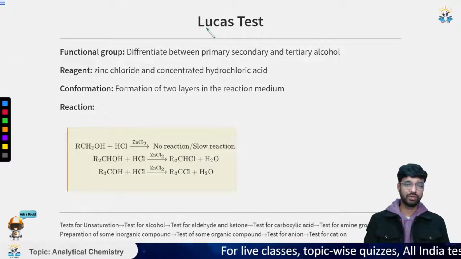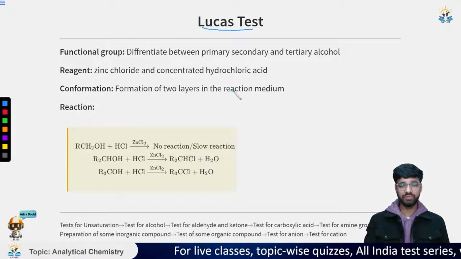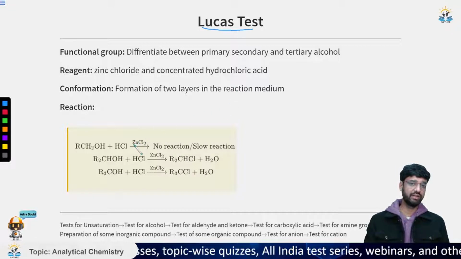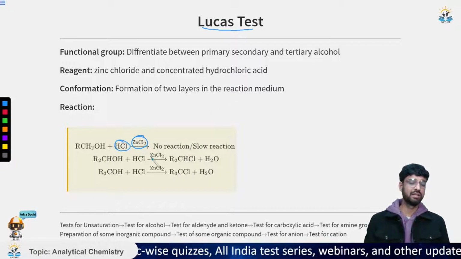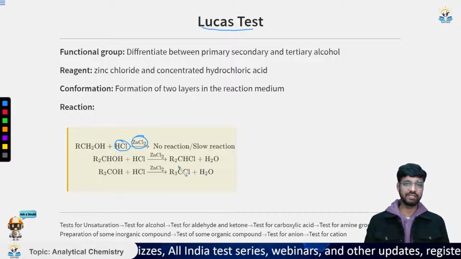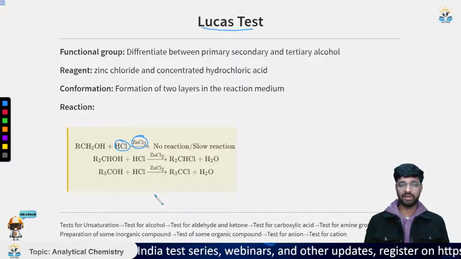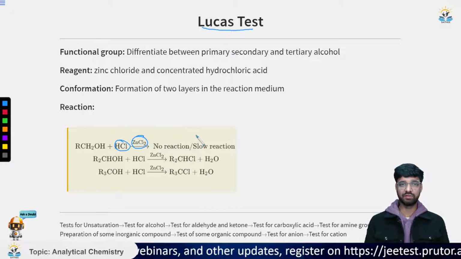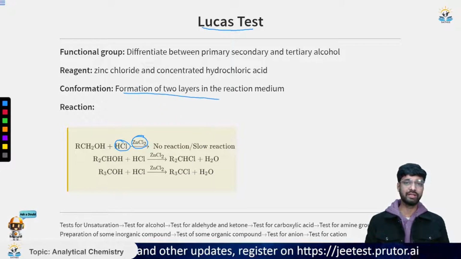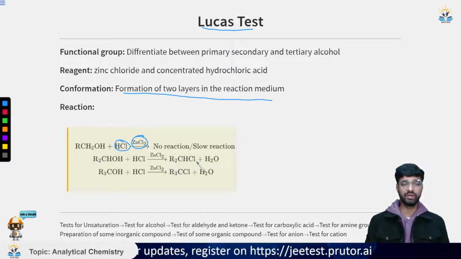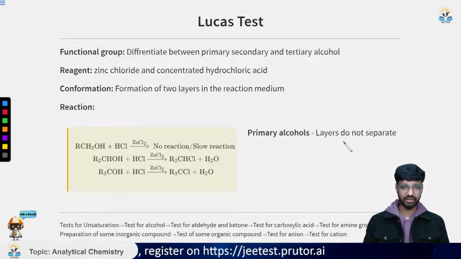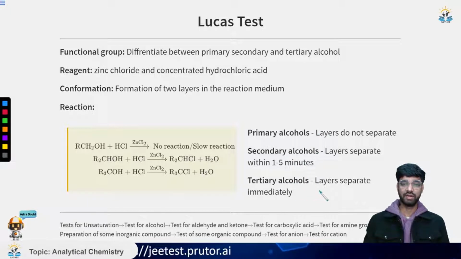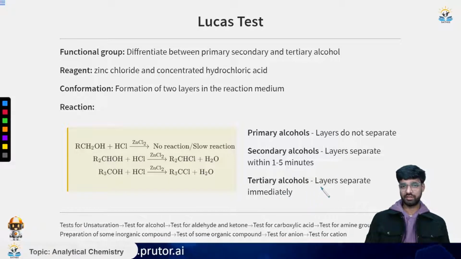Now next is the Lucas test. This is for the differentiation between primary, secondary and tertiary alcohol. So we have seen the test earlier also. What we do is we heat this compound with ZnCl2 and HCl, and depending upon the rate of reaction, we classify them as primary, secondary and tertiary. The physical appearance of the test is seen by the formation of two layers in the reaction medium. If it is formed within 1 minute, then it is a primary alcohol. If it is formed between 1 to 5 minutes, then it's a secondary alcohol. And for tertiary alcohol, this reaction does not happen.